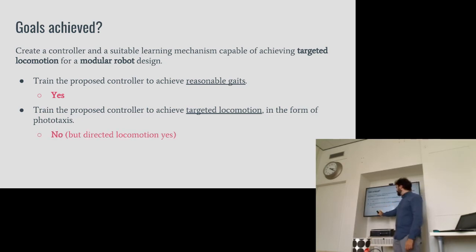But we did achieve something interesting. We did achieve directed locomotion. The difference here is that targeted locomotion, you have a target, and if you move the target, the robot is supposed to follow the target around. Directed locomotion is very different. It's teaching the robot to go straight, left, right, or maybe teach him to rotate.